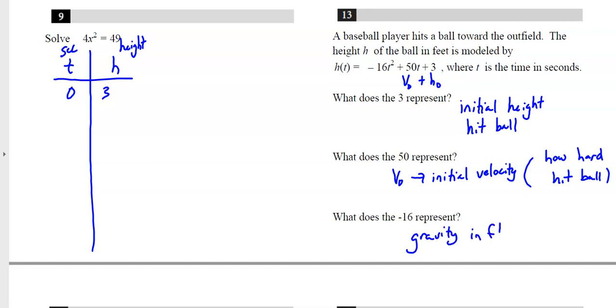And then the negative 16, well, this is gravity. If we're talking feet per second, which we are, and this only works on planet Earth because gravity is different on every planet. If we were doing meters per second squared, it would be negative 9.8. Actually, check that. There'd be a negative 4.9 because you got to do half.